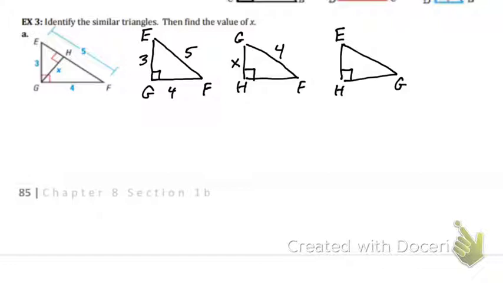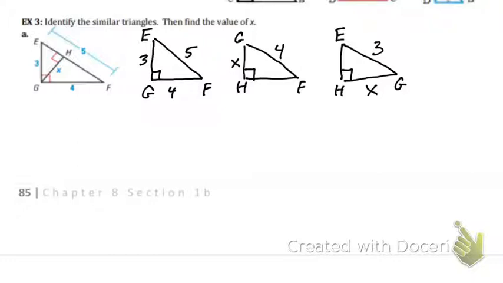Now we look for E to H. Once again, I don't really have a value yet for that. We'll hold on to that for a second. We have E to G is 3. And finally, H to G is X. Again, I just need to find the value of X.